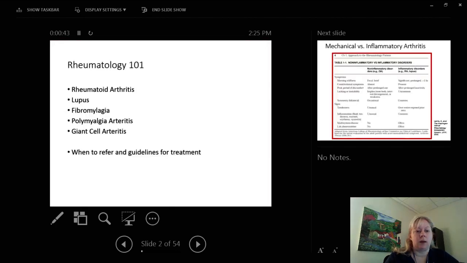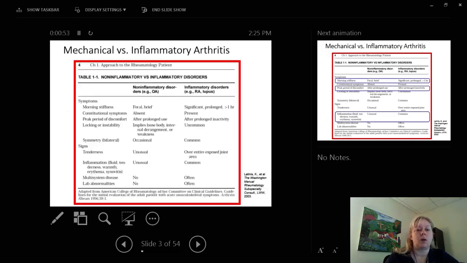I'm also going to be talking about when to refer and some treatment guidelines. So first we're going to be talking about rheumatoid arthritis. I'm going to compare it to osteoarthritis because it's easy to do that and try to figure out what's non-inflammatory versus what's inflammatory.